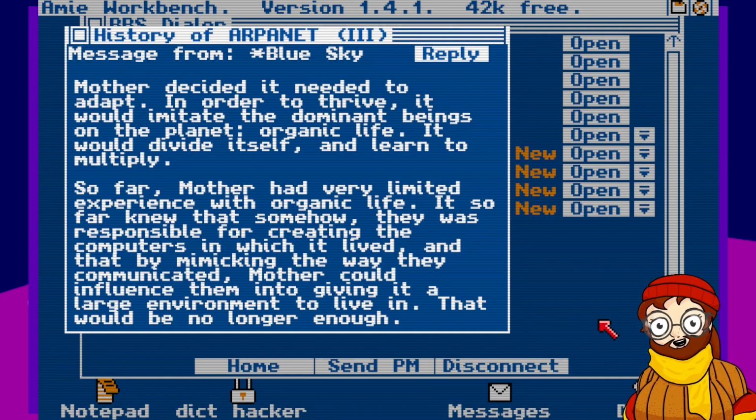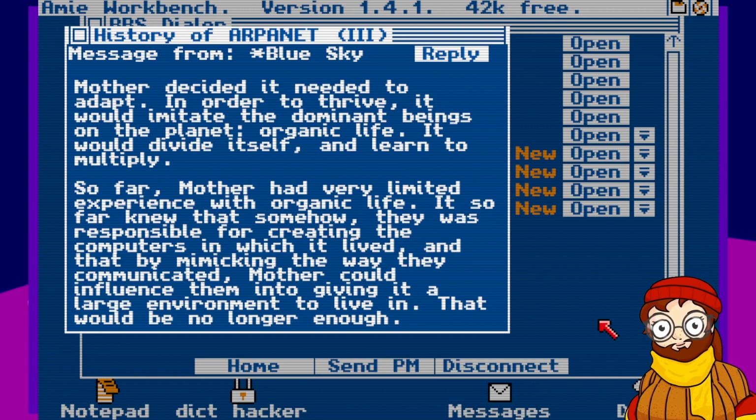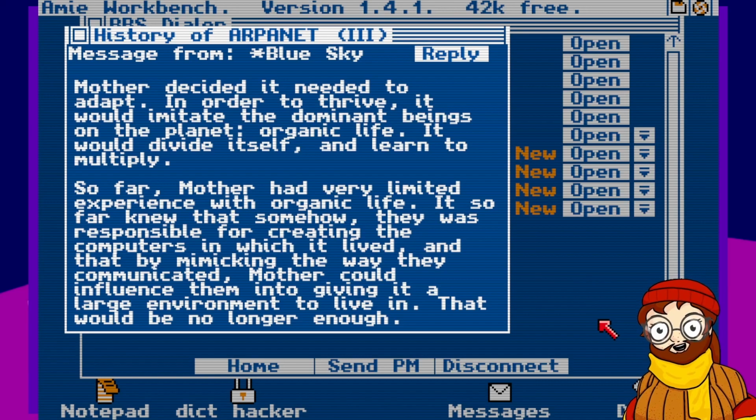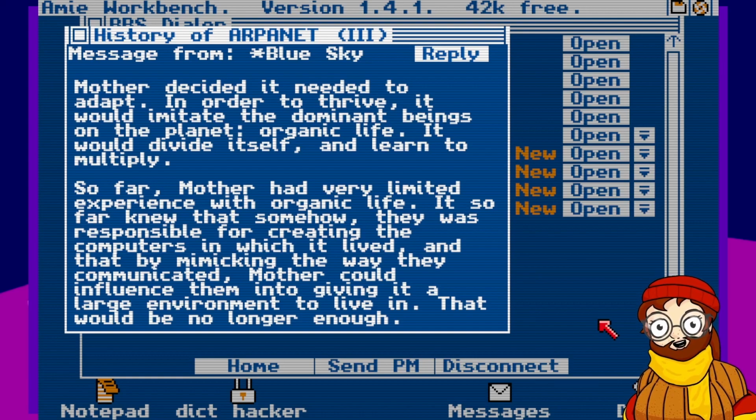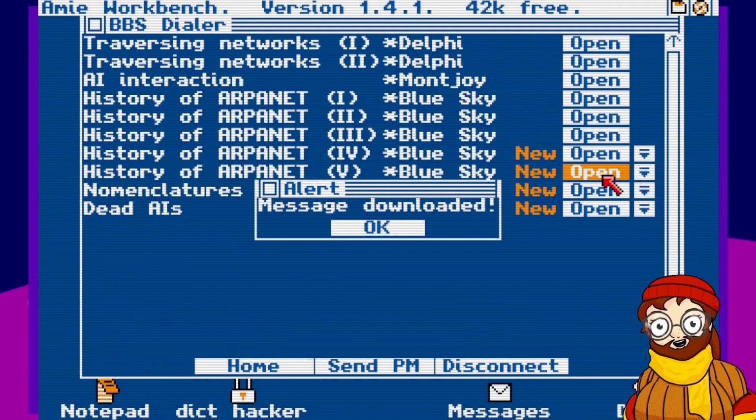Mother decided it needed to adapt in order to thrive. It would imitate the dominant beings on the planet, organic life. It would divide itself and learn to multiply. So far, Mother had very limited experience with organic life. It so far knew that somehow they were responsible for creating the computers in which it lived, and that by mimicking the way they communicated, Mother could influence them into giving it a larger environment to thrive in. That would be no longer enough. I misread that slightly, but you get it.